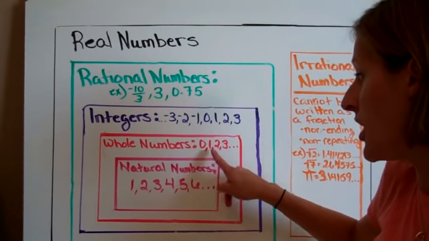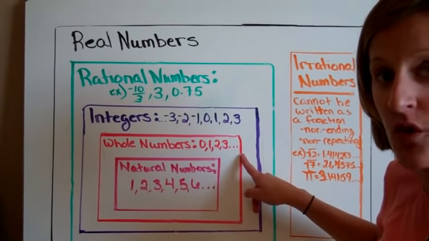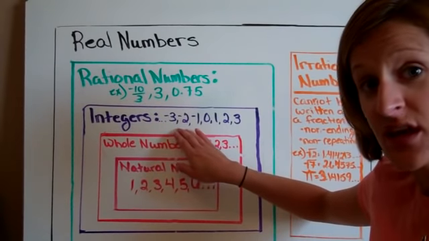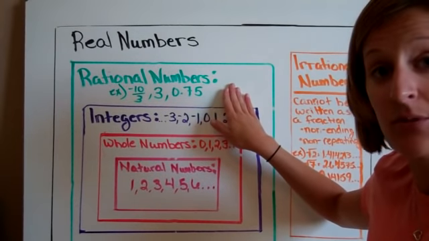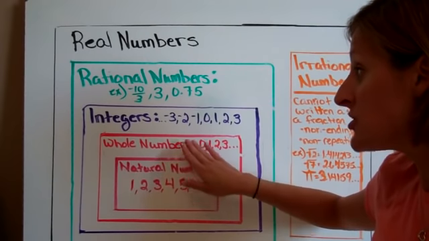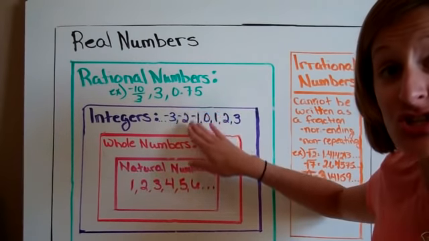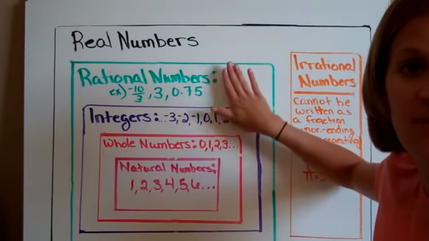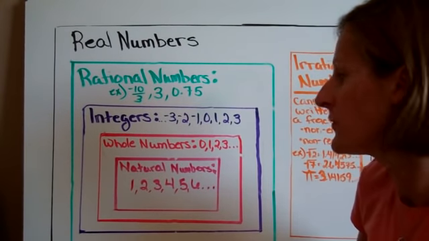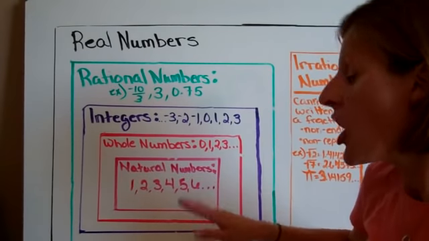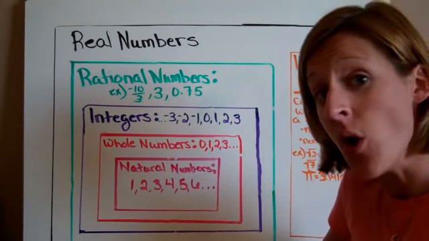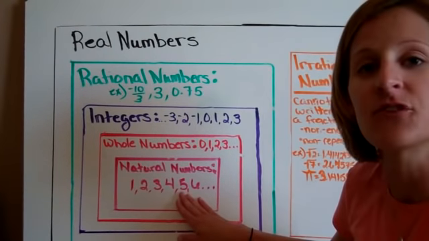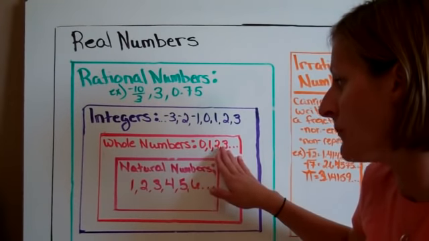So 0, 1, 2, 3, and so forth. These whole numbers, notice, are also on the board for integers and are on the board for rational numbers. So the whole numbers are rational numbers and integers as well, because this rectangle is on top of these two groups as well. Now, natural numbers are just those numbers, same as whole, but remember we don't include 0. So 0 is the only difference between natural and whole numbers.